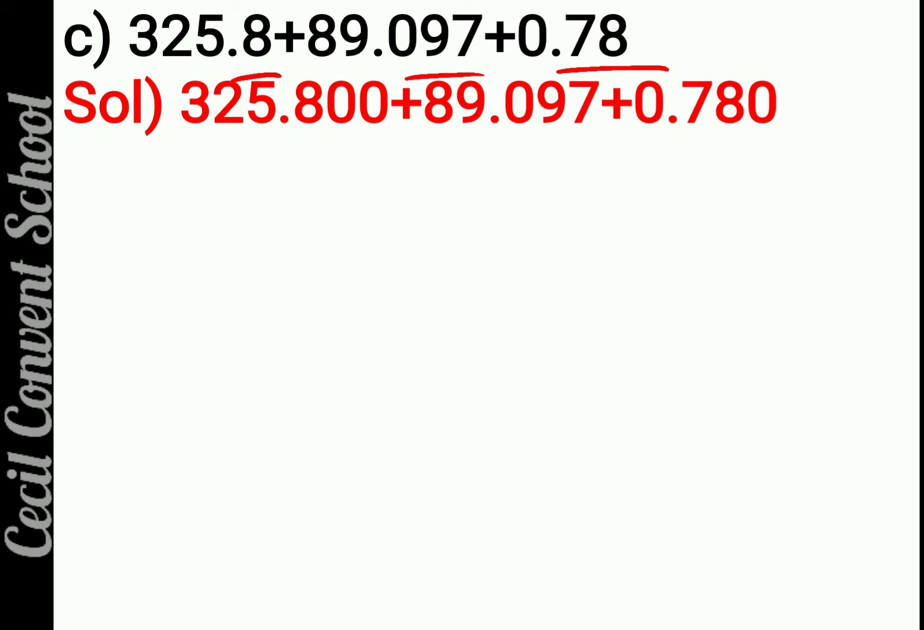So what I do, firstly I convert it into like decimals. How? We will put the same number of digits after decimal. It is having 1 digit, so I put 2 zeros here. It is having 3 digits, so we will not put zeros here. This one is having 2 digits, so we will put only 1 zero. Clear? So see how we do.